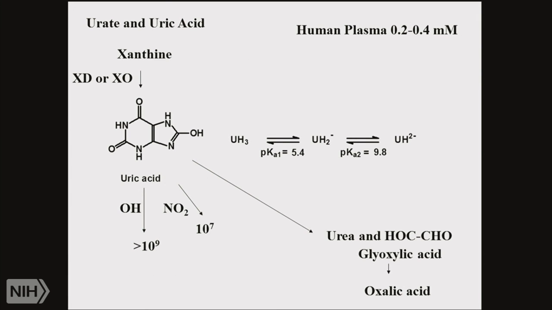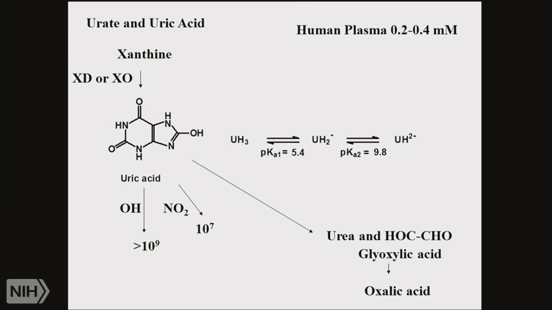This is urate. Urate, if you've ever done any reactions with urate, is an incredibly powerful antioxidant. If you take a Fenton reaction and you oxidize DNA and you see it all blows up the DNA, you put urate in there, you don't get that because it's a very powerful scavenger and it's in your blood at about 200 micromolar.